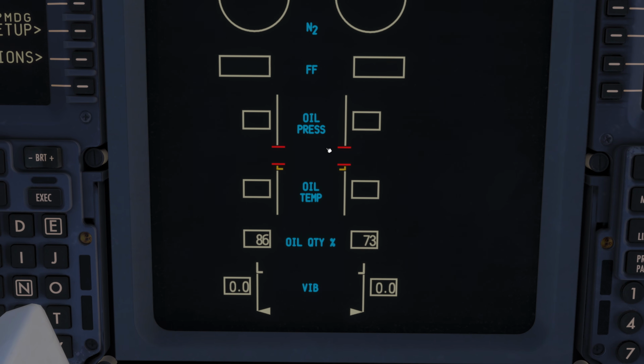Now let's go on to the type of gauges that I always had problems with when I used to be a flight simmer only. That's oil pressure, oil temperature, oil quantity, and the vibrations. What are those good for, and what do they tell us about our engines? So let's start with the oil pressure.